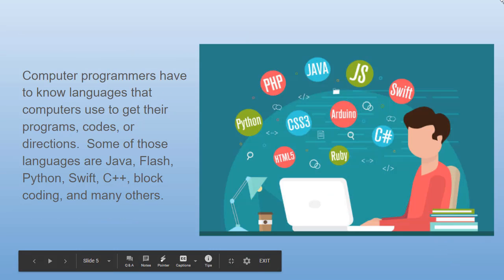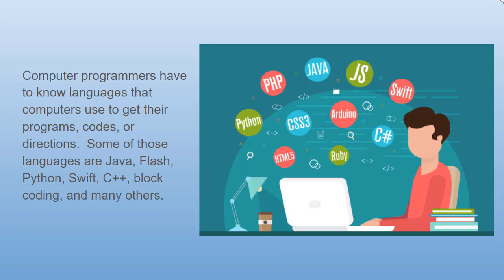Computer programmers have to know languages that computers use to get their programs, code, or directions. Some of those languages are Java, Flash, Python, Swift, C++, block coding, and many, many more. There's tons and tons of them.